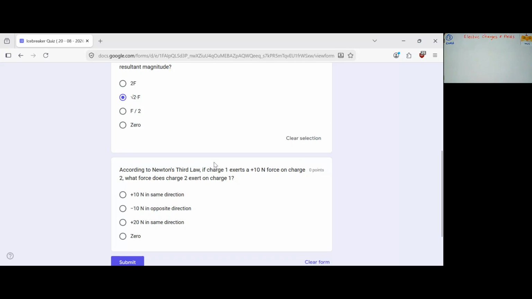Clear? Okay. So keep this vector addition rule in mind, as we will use it shortly when studying the superposition principle of electric forces. Clear?